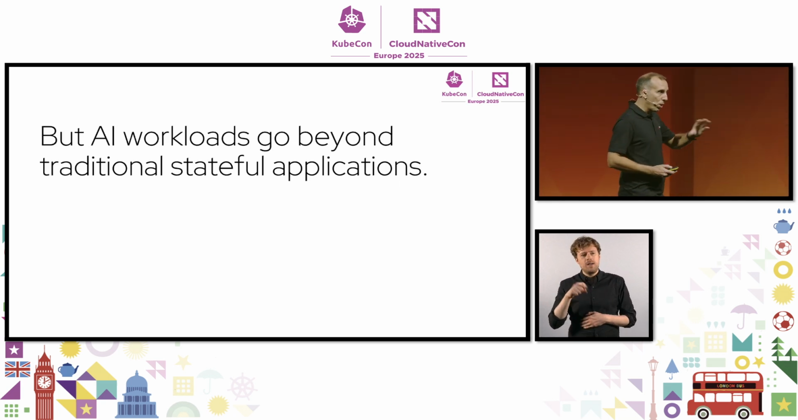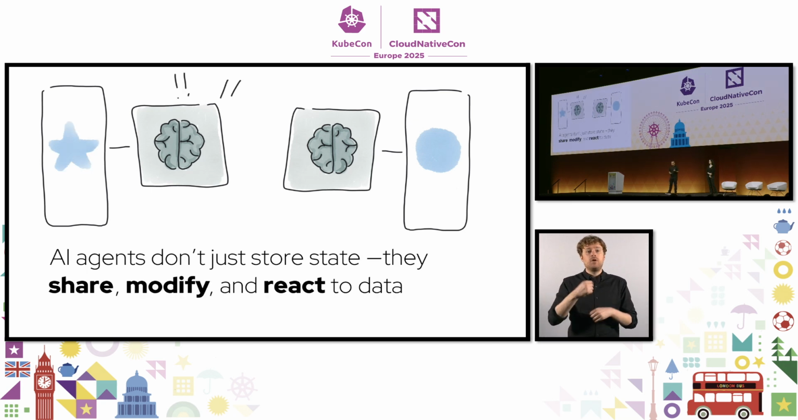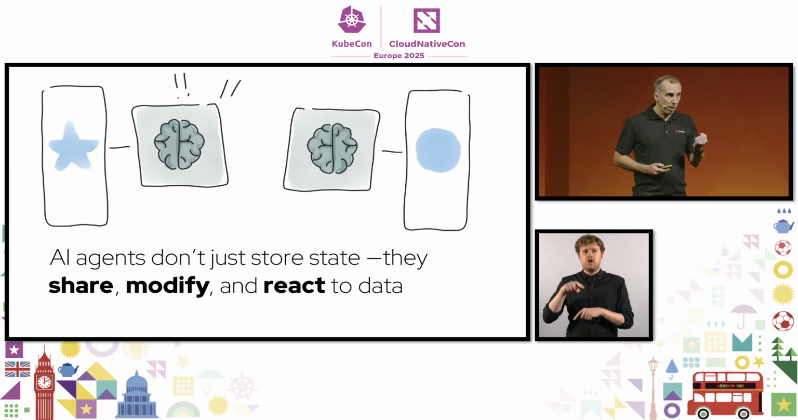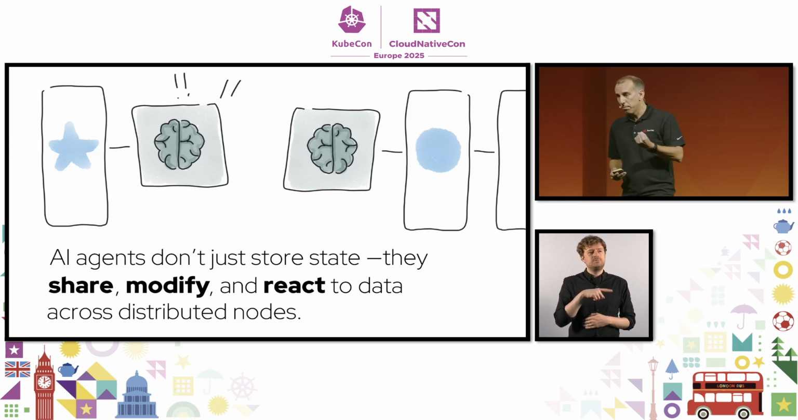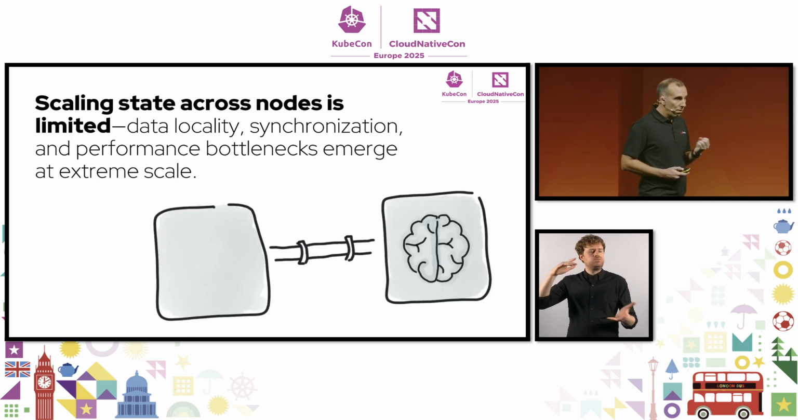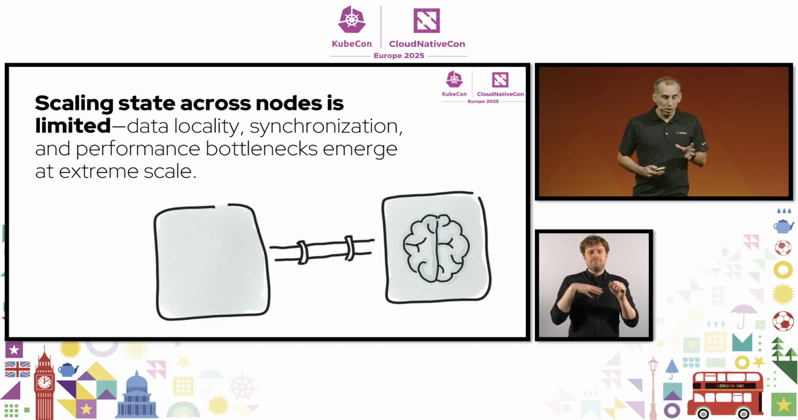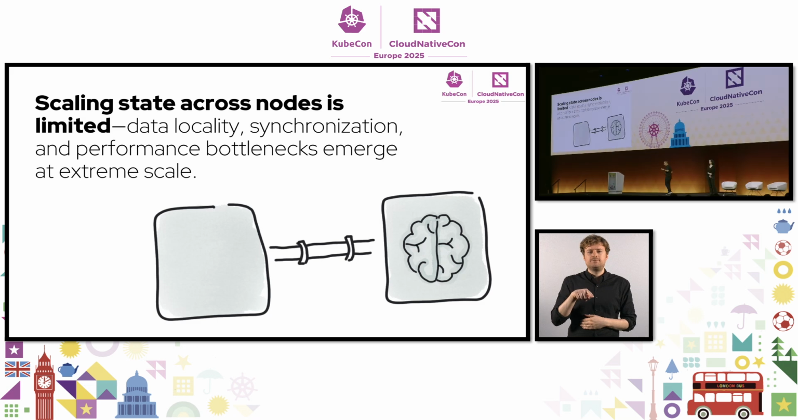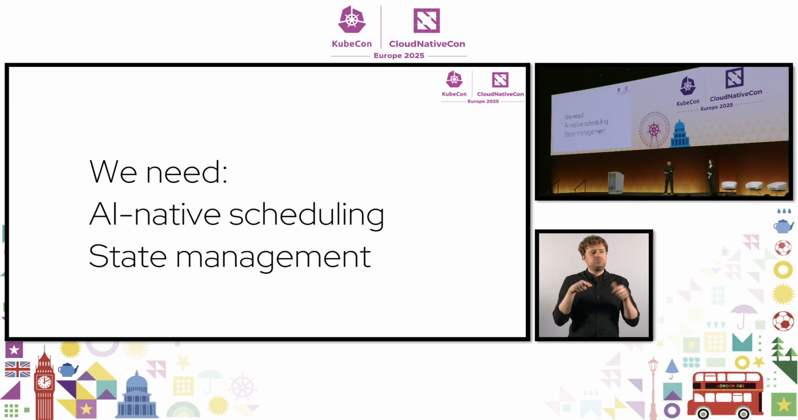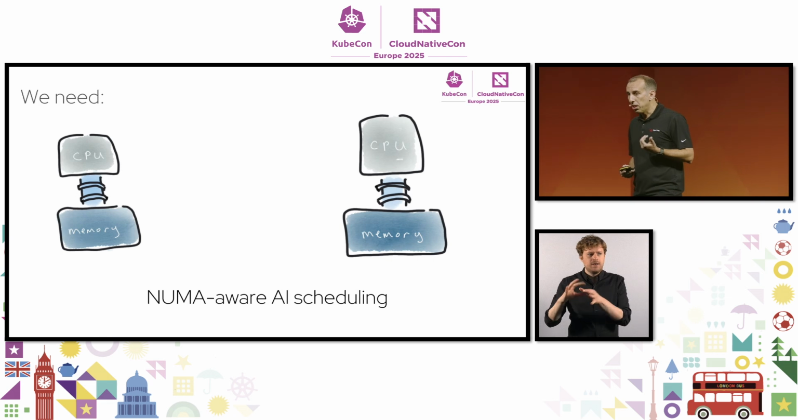But AI workloads operate at a totally different scale. If you look at state management, AI agents don't just store state. They share, they modify, and they react to data in a very dynamic, high volume and high throughput manner. So the current constructs that we have need to evolve, because we are already dealing with huge issues at large scale. We deal with issues such as data locality, synchronization, and performance bottlenecks. So going forward, we need to start looking at how to make scheduling AI native in Kubernetes and how to handle state management better.